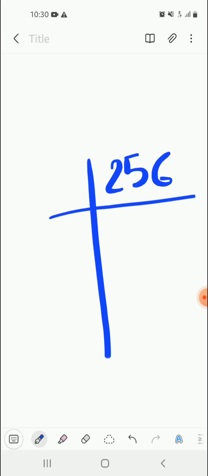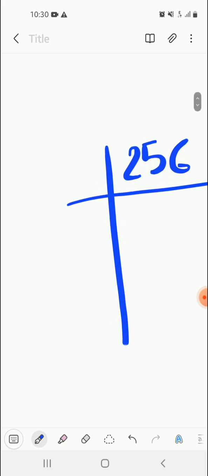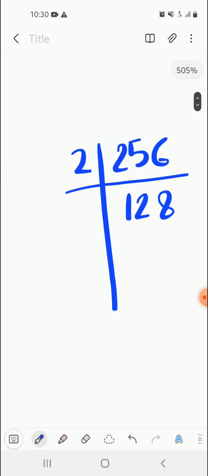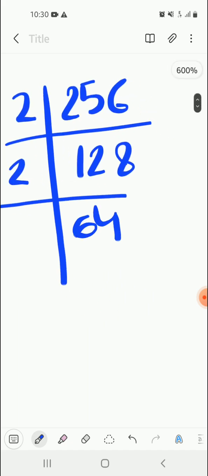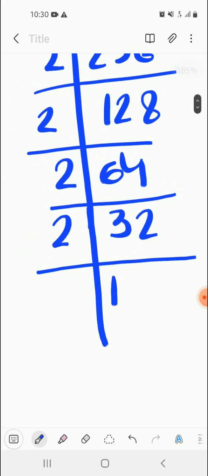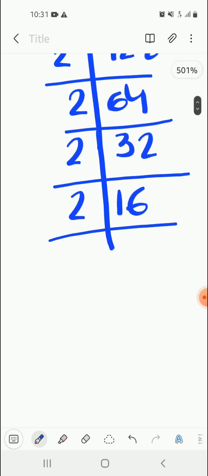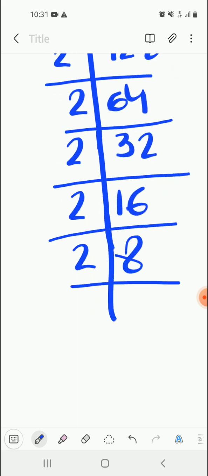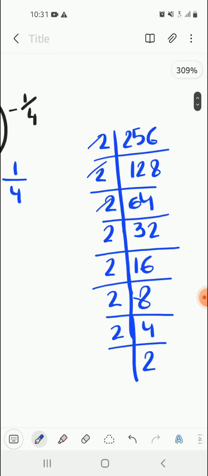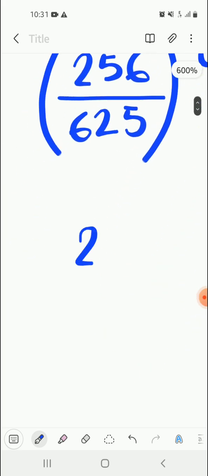256. You see, this is an even number because it ends with 6, which is an even number. So in that case, 256 is divisible by 2, which comes to 128. Again, this is divisible by 2, which comes to 64. Again, divisible by 2 comes to 32. Again, divisible by 2 comes to 16. Divided by 2 becomes 8. Divided by 2 becomes 4. Again by 2 becomes 2. So how many 2's have we got? 1, 2, 3, 4, 5, 6, 7, 8. So 8 twos. So we can write 2 to the power 8.